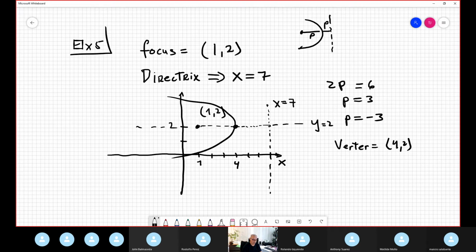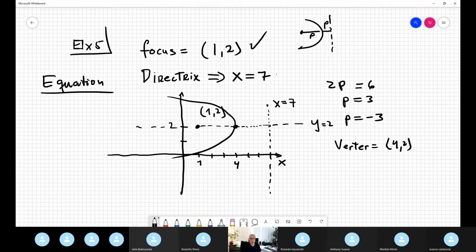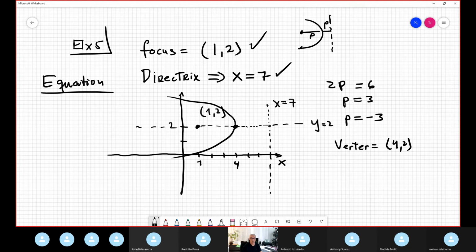However, in this question you need the equation of the parabola that satisfies these requirements. This one, bang, and this one, bang. When you determine that it is horizontal, you determine also that it opens to the left. Okay, super. And I determine also that the vertex is located at the point. So we are ready to set out the equation.